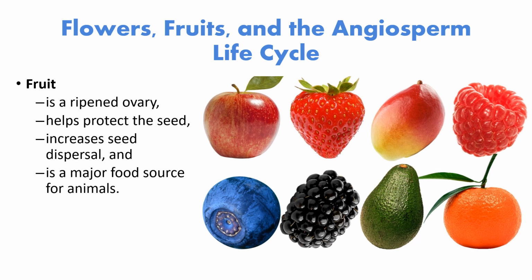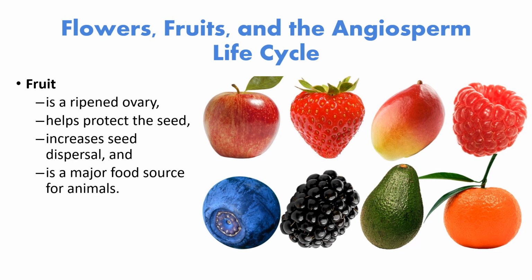Fruit is a ripened ovary. It helps protect the seed, and it also increases seed dispersal. It mainly does that because it attracts organisms that are then going to eat the fruit. They're then going to digest all of that and poop out the seeds in different locations, and also with a little bit of fertilizer. The fruit are going to be a major source of food for all different types of animals, including us. And so here's just a variety of different fruits that have their seeds inside.